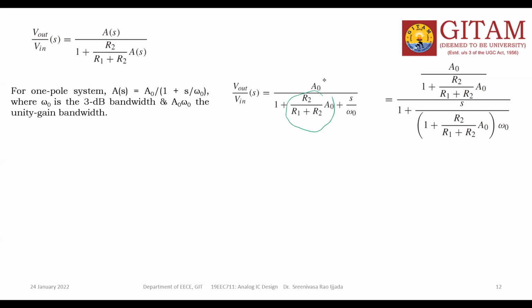Then what happened? A naught by this factor, 1 plus this factor. This by this means 1, plus only this is there. S by omega naught should be divided with this factor, 1 plus this one. So that 1 plus S by 1 plus R2 by R1 plus R2 into A naught into omega naught. Understand?